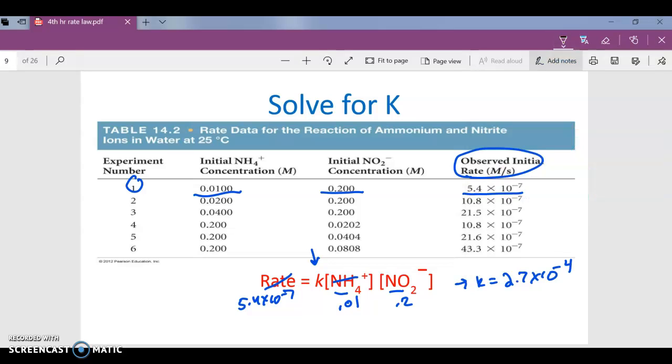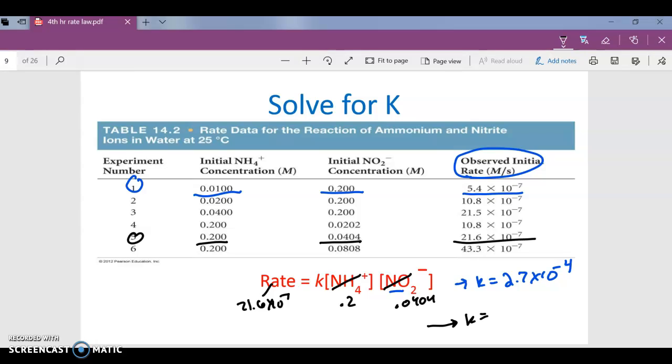Now I'm going to do it in a different way. So that was using the first lane. But what if I used lane 5 right here? What if I use lane 5's data? Then I'd have 0.2, I'd have 0.04, and I'd have 21.6 times 10 to the negative 7 for the rate. What would be my K then?